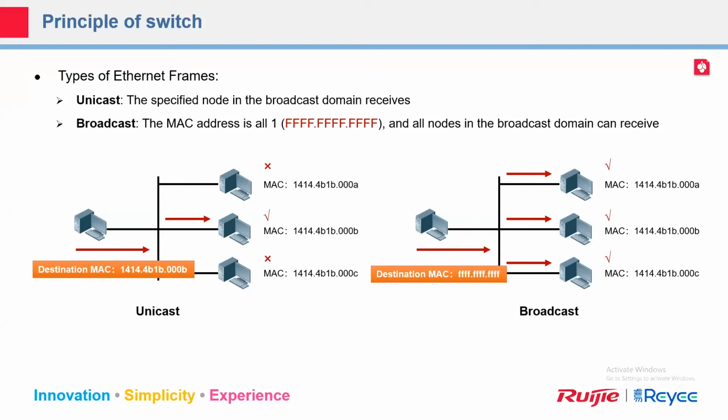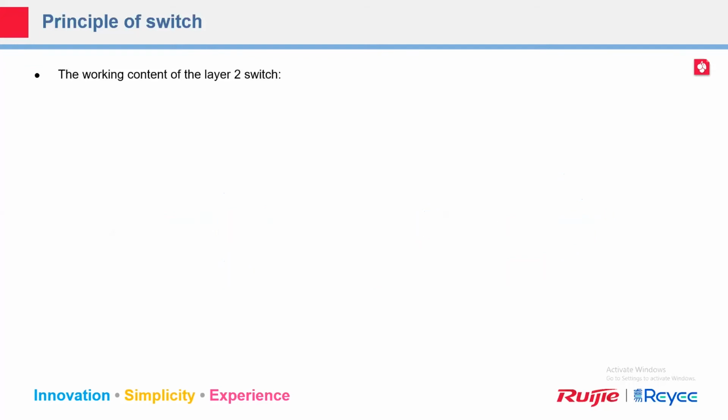So two types. Actually, in our network, we have a third one we call multicast, but this is not the key point in today's training. And then let's see why we explain these two types. Because when the switch receives different types of frame, it will take different actions. And about the switch, we have two actions. That means two functions or two ways to finish.